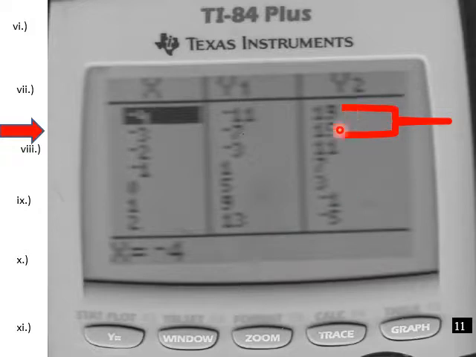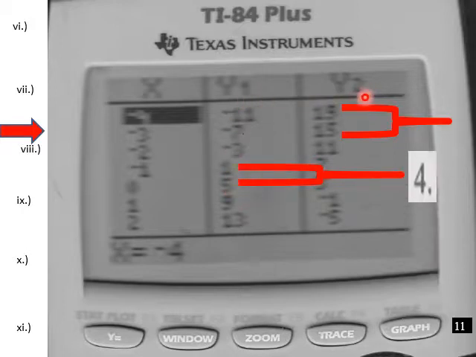Then we have 13 and 15 for each increment here. And then this one has 1 and 5. This is y1, y2. So this is a difference of 4 here. Then this is a difference of 4 here.